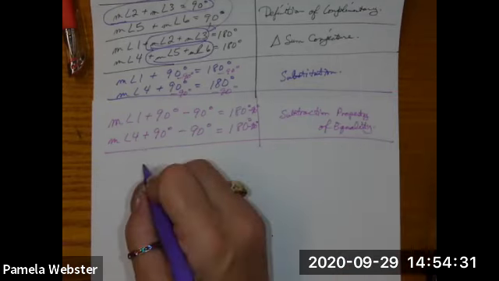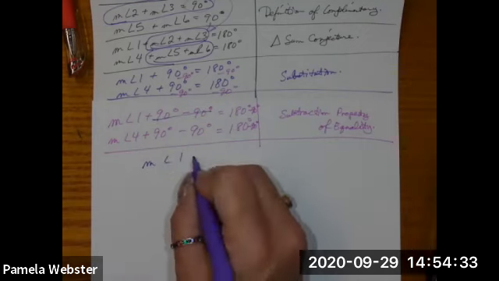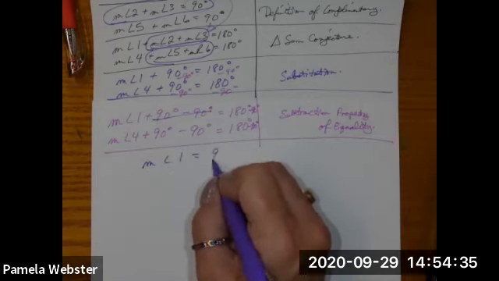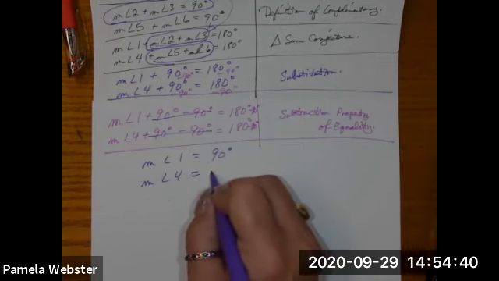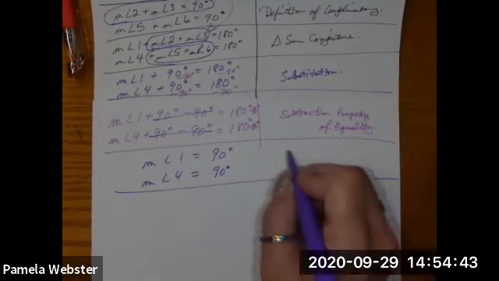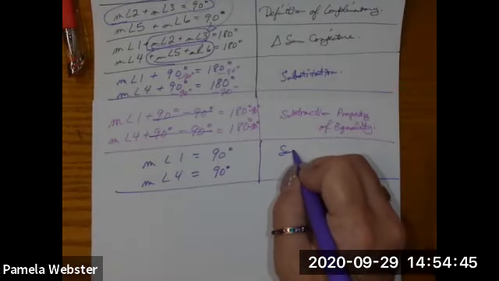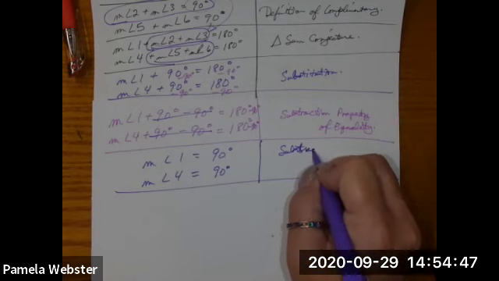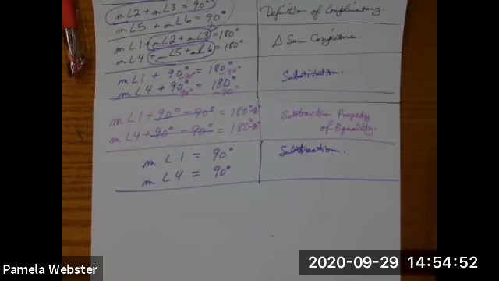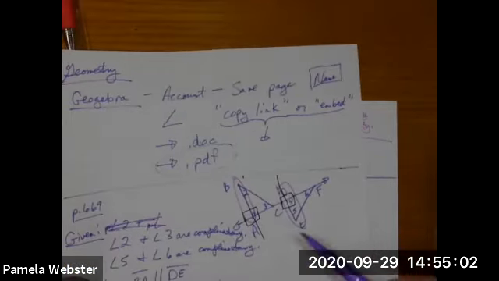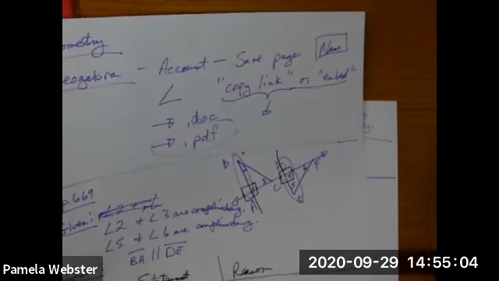So now I've got measure of angle 1, those go away, equals 90 degrees. And measure of angle 4, those go away, equals 90 degrees. That's just subtraction. Arithmetic, right? We just did a little arithmetic, no big deal. You could say arithmetic there if you want to. All right, so I know these guys are both 90 degrees now.